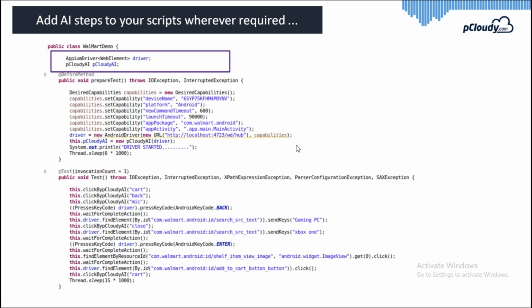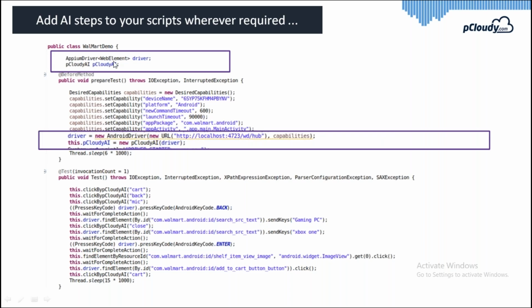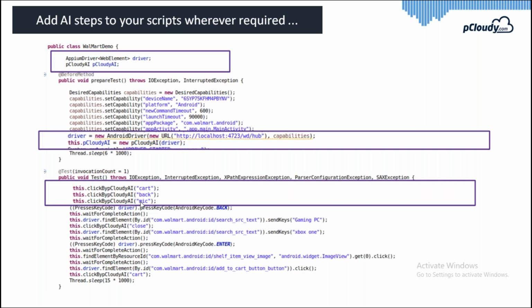So as I said, you have to initialize the driver for the Appium and also for the pCloudy AI. I mean, you have declared it here, you are initializing this here, and we are saying that this is the hub URL. Now it is showing on the local setup. You can also run it on pCloudy. And then we are also initializing the driver for the pCloudy AI. And once this is done, you can actually start using this code, which we have actually generated using this particular utility.